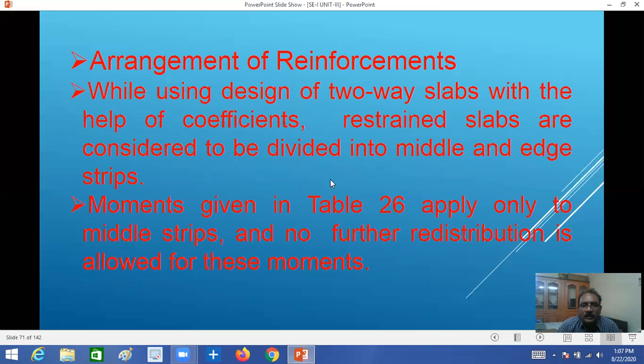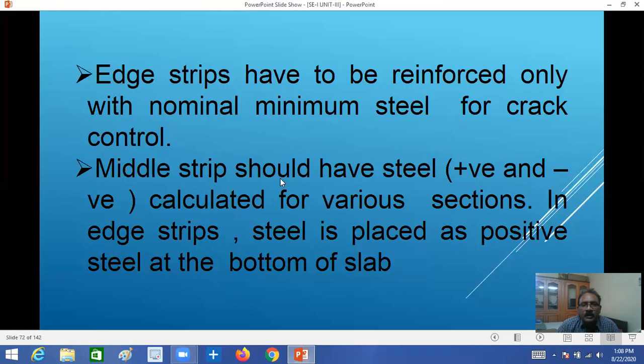In a two-way slab, we arrange the reinforcement divided into middle strip and edge strip. As I explained, we have to provide the reinforcement over 3/4 of the middle strip. Moments given in Table 26 apply only to middle strips, and no further distribution is allowed for these moments, right? Edge strips have to be reinforced only with nominal minimum steel.